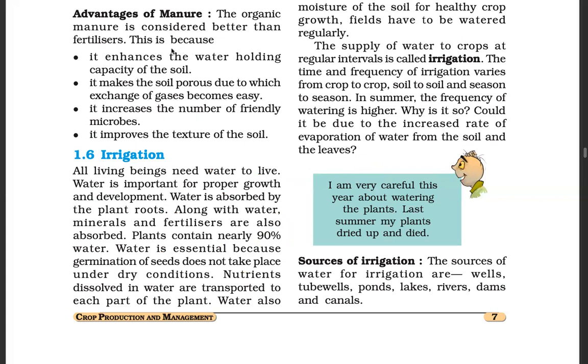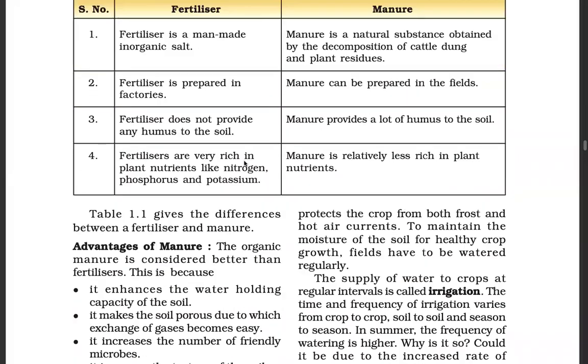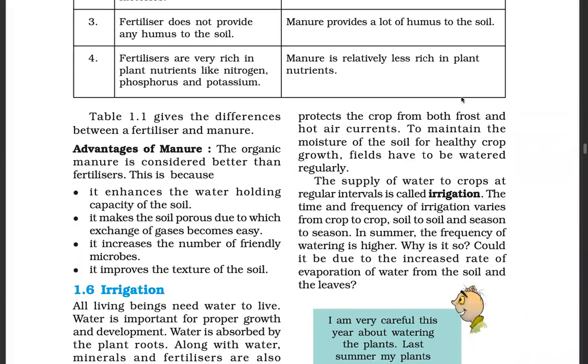Water also protects the crop from both frost and hot air currents. To maintain the moisture of the soil for healthy crop growth, fields have to be watered regularly. Watered means sprinkle, like sprinkle the water is called watered. So like guys, this definition is also important.